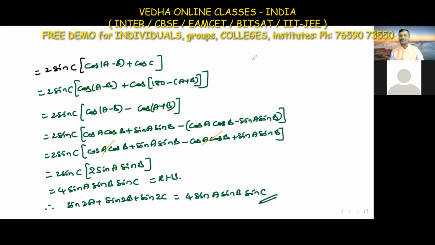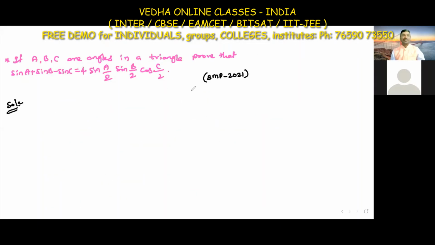Understood? Yes, sir. If A, B, C are angles in a triangle, prove that sin A plus sin B minus sin C is equal to 4 sin A by 2 sin B by 2 cos C by 2. This was given in the board model paper 2021. So now what is given? A, B, C are angles in a triangle. Here first write the given data.